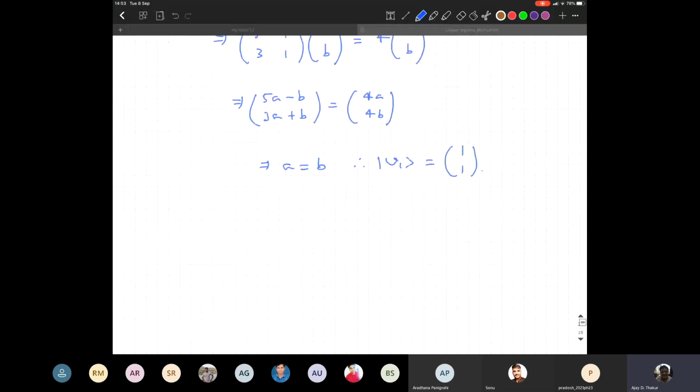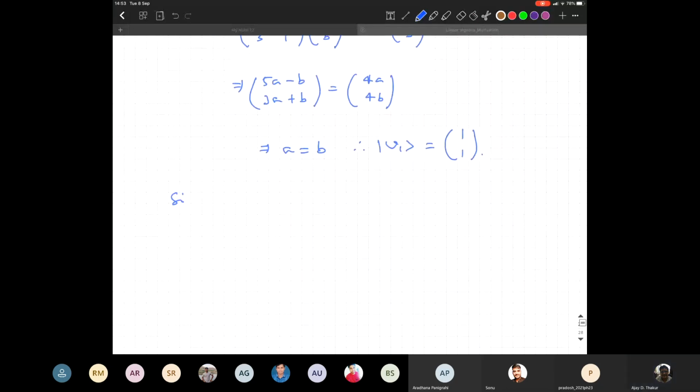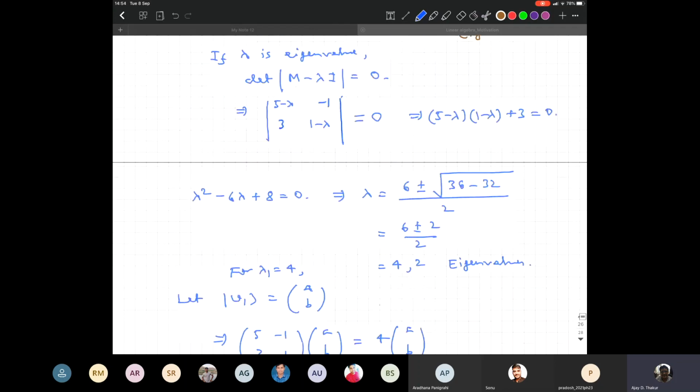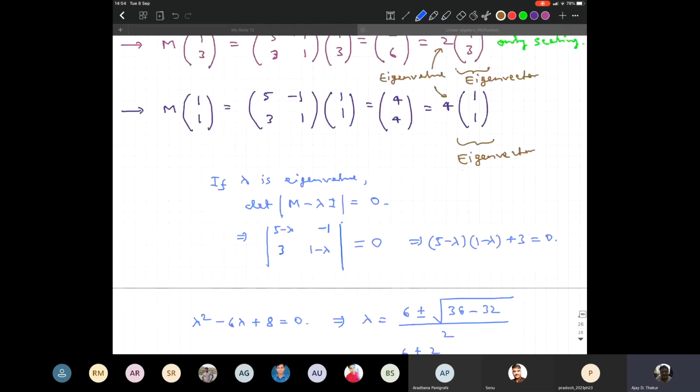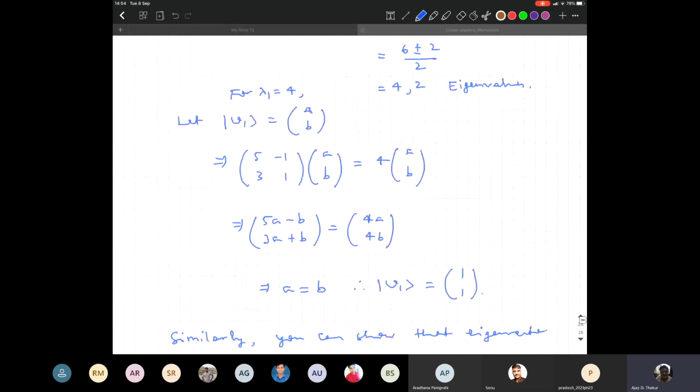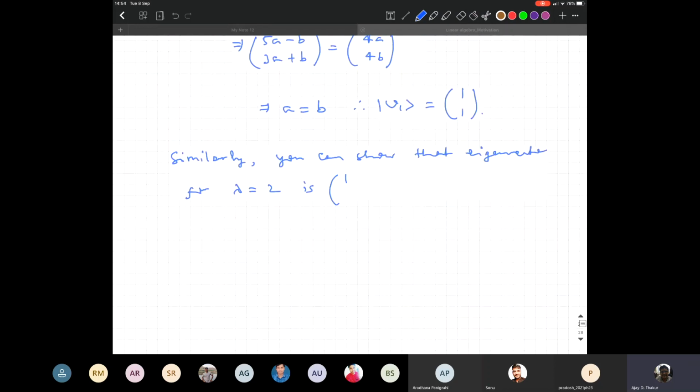Similarly, you can show that the eigenvector for lambda equals 2 is going to be like this. You can just check, but this is going to be (1, 3). So (1, 3).